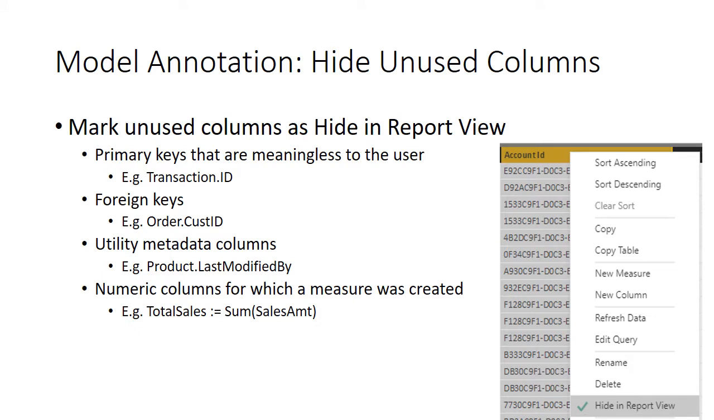The first annotation that you'll frequently use is the Hide in Report View property. This setting makes the table or column effectively invisible to Power BI and to Q&A. You'll want to set this property on any column where the content is essentially meaningless to the user. This includes things like auto-generated primary key columns, practically every foreign key column, and any sort of utility metadata columns that you have lying around. Things that track, for example, when the last row was edited. You'll also want to set this on numeric columns for which you've already created a measure in order to avoid ambiguity.